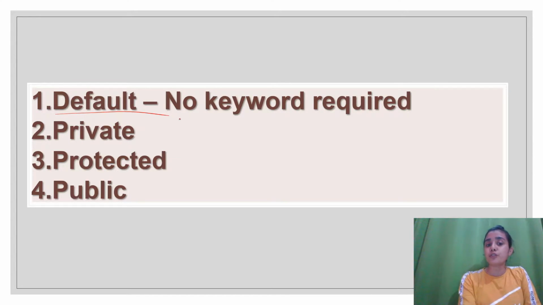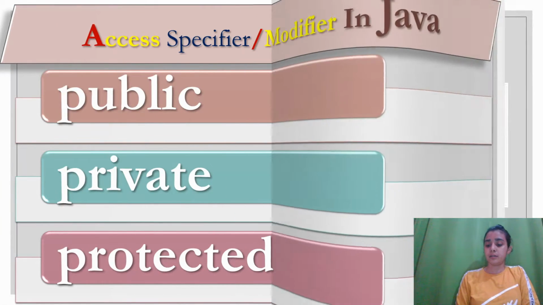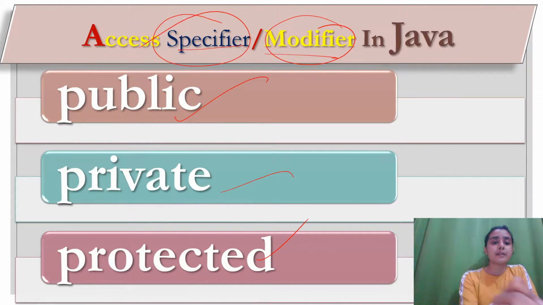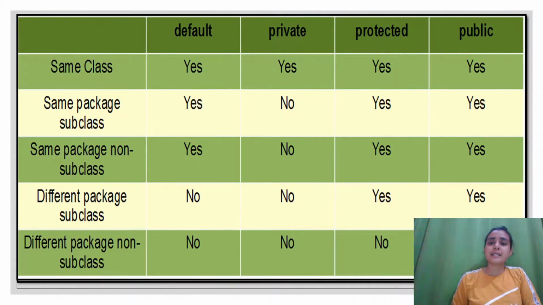First of all, default is not a keyword. Private, protected and public, these all are keywords. And default is also there, but that is not a keyword here. So what does it mean? If I'm asking you what exactly this is, see here, access specifier, modifier. We have three types, and what is this default? Let's take an example here.